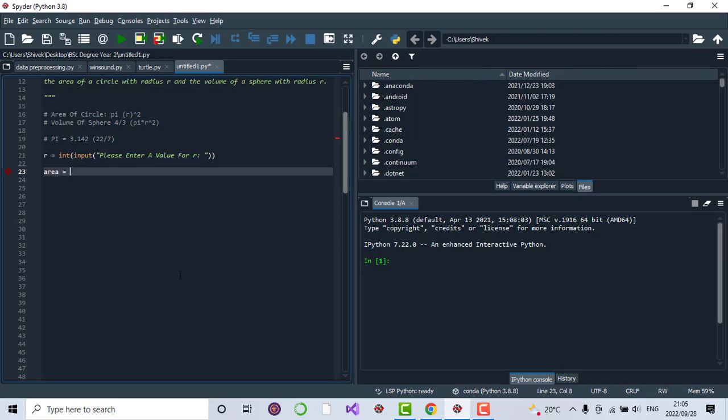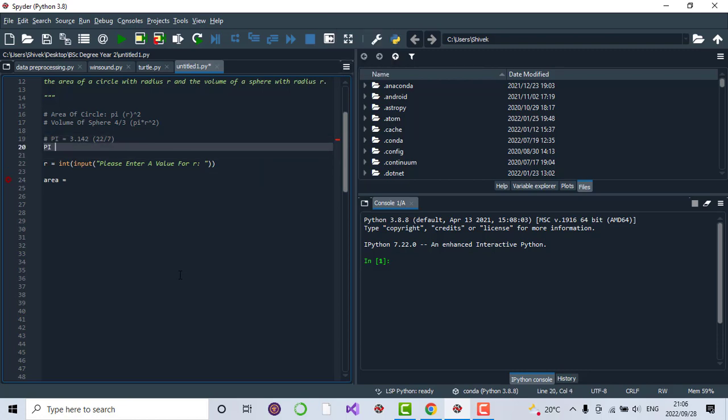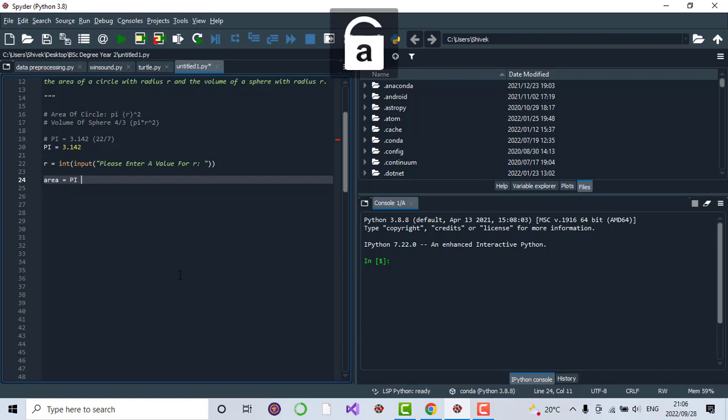Area is equal to pi. I will use pi in its decimal form, so I'll set my pi to be 3.142. Area is equal to pi. One thing I will remind you of is, whenever you are working with formulas in Python, do not take it for granted that brackets count towards multiplication. Don't forget to manually insert an asterisk. So pi r squared.